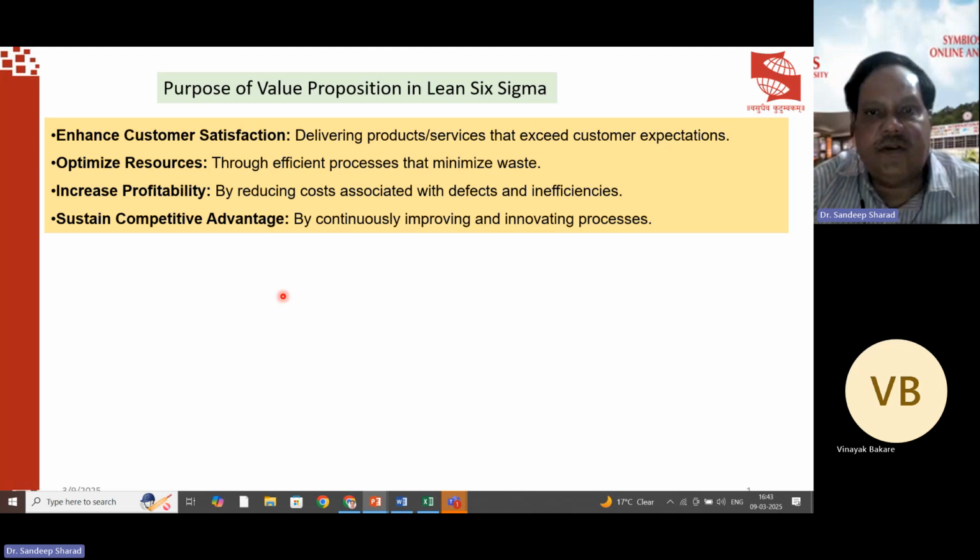Purpose of the value proposition in Lean Six Sigma: enhancing customer satisfaction by delivering products and services that exceed customer expectations, optimizing resources through efficient processes that minimize waste, increasing profitability by reducing the costs associated with defects and inefficiency, and sustaining competitive advantage by continuously improving and innovating in the processes.